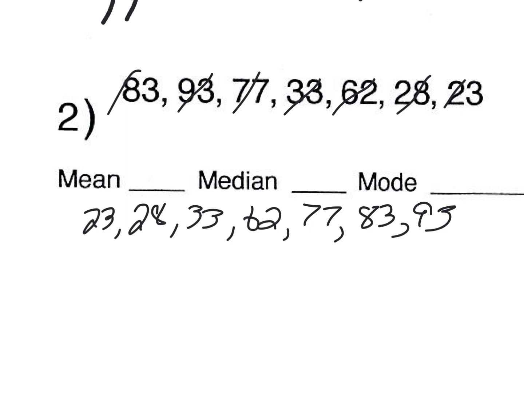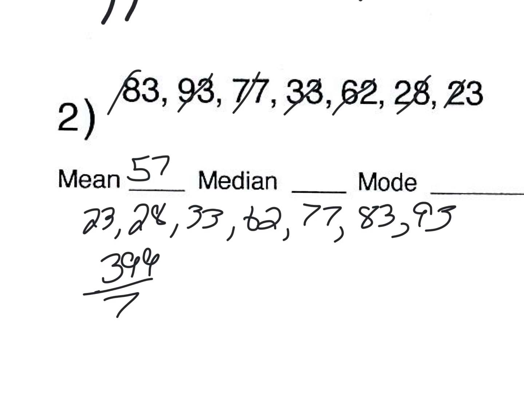So I can add these numbers together to get my mean. I can add them together and divide by 7, right? So I'm going to take those numbers and add them together. 23 plus 28 plus 33 plus 62 plus 77 plus 83 plus 93 equals 399, divided by 7 is equal to 57.